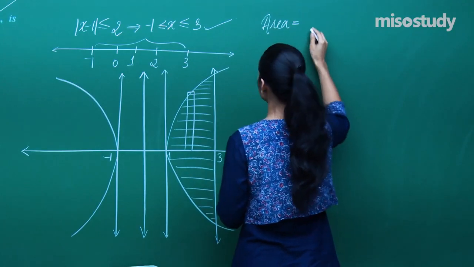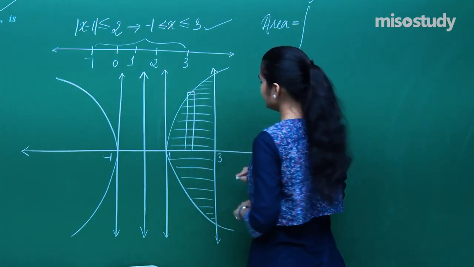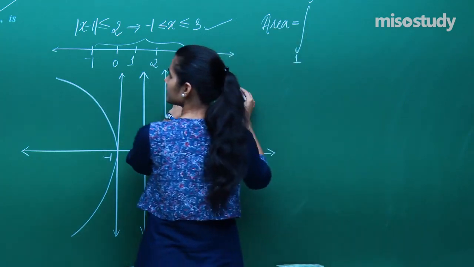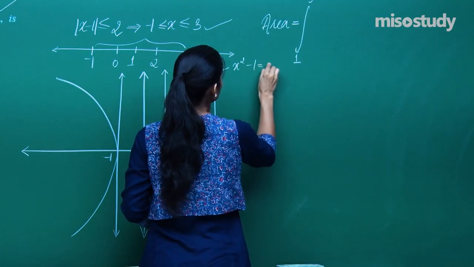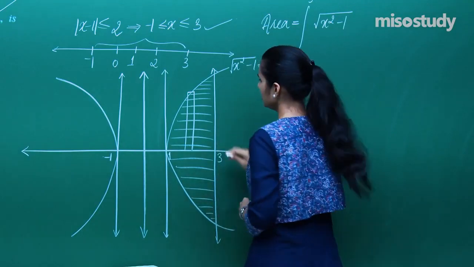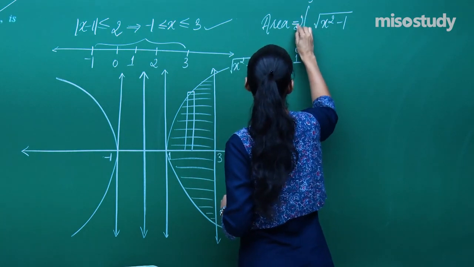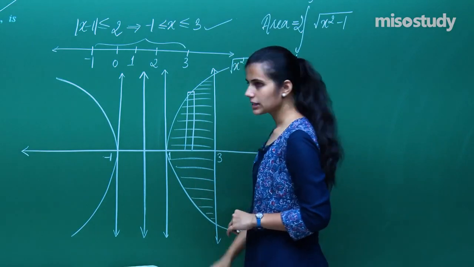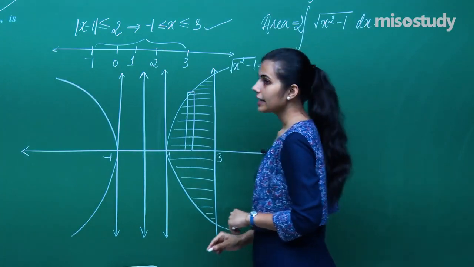Area will be equal to integral from 1 to 3. What is this? This curve is x square minus y square equals 1, which is x square minus 1 is y square. So y is under root x square minus 1. This portion, I will just be counting till here and I will be taking twice of it. So twice of this above the x-axis region is going to give me the complete area. So I have this as my area.